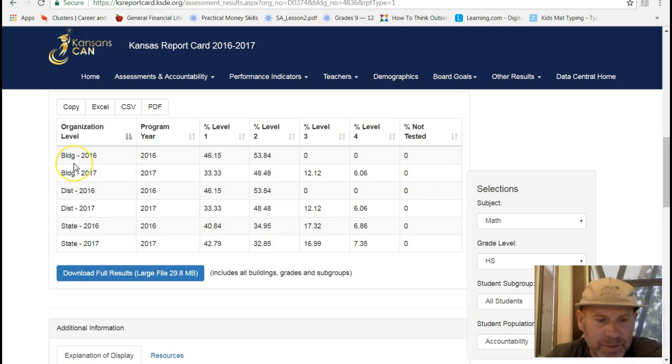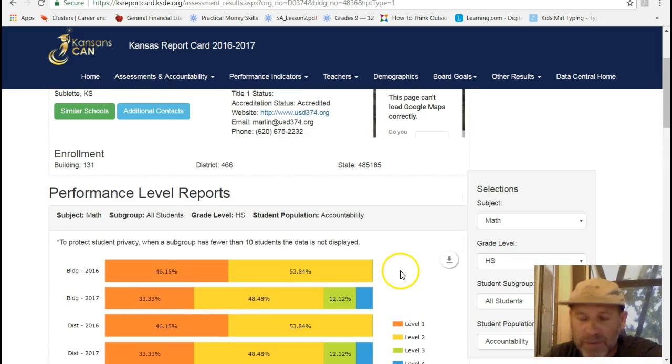Looking here, I always like to compare the building with the state. So in the program year 2017, we did have 6.06% at level 4. The state had 7.35. So we're below on both level 3 and level 4. However, level 2 in math we're at 48.48 and the state was at 32.85. So our effective rate is a little bit higher than that on that level.